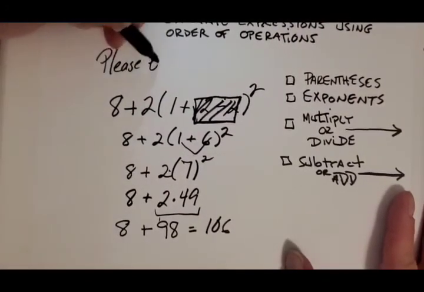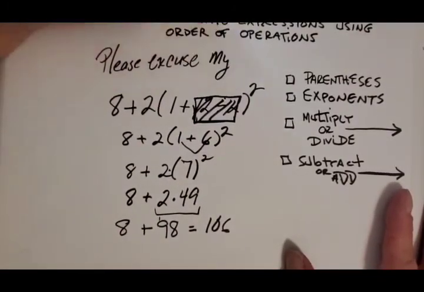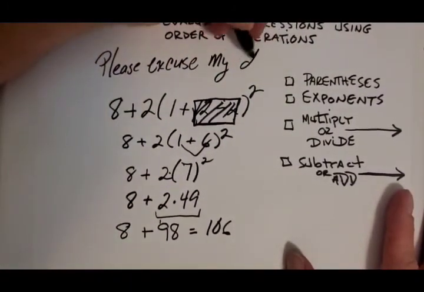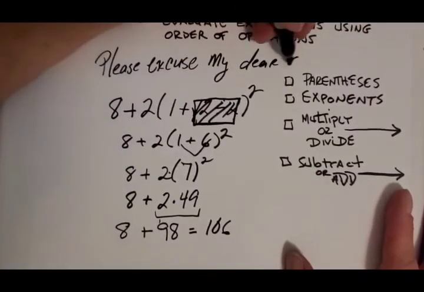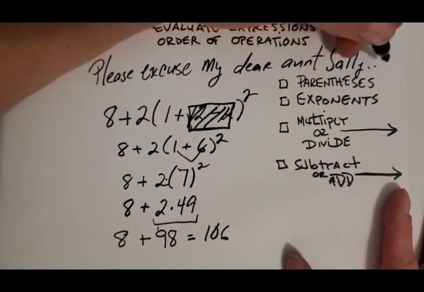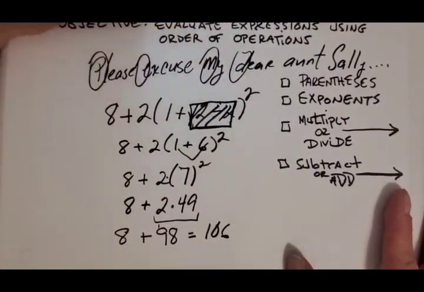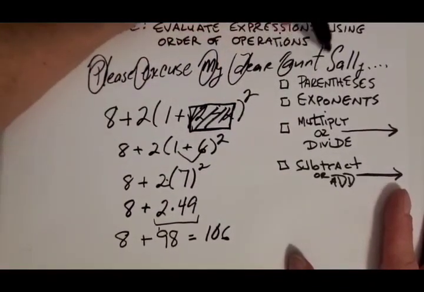Please excuse my dear Aunt Sally is how I learned it. Parentheses, exponents, multiply or divide, depends, and then add or subtract.